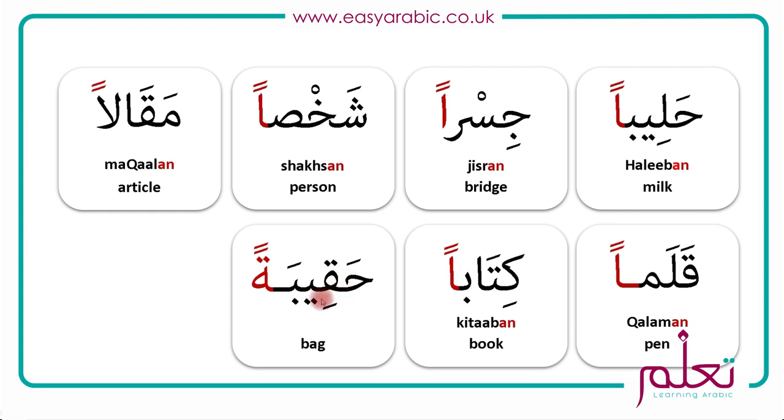Okay, next one is ha with the fatha, qaf with the kasra, haqi, and the ya is a long vowel, haqi, ba with the fatha, haqiba, and the ta with the fatatain, haqibatan. Now, one thing to note here is normally when there is no ending vowel, if there's a normal vowel, this pronounces as an a, or it'd be haqiba. But because there's a fatatain there, it'd be haqibatan.